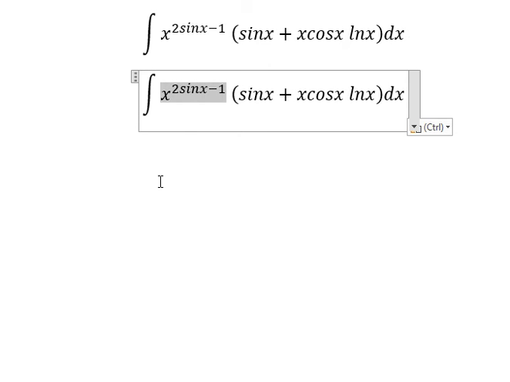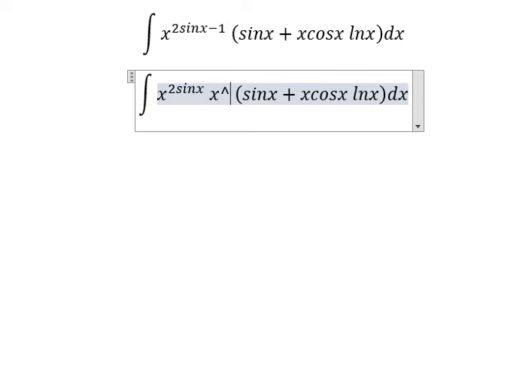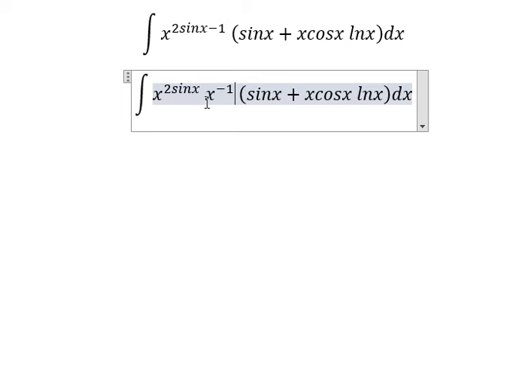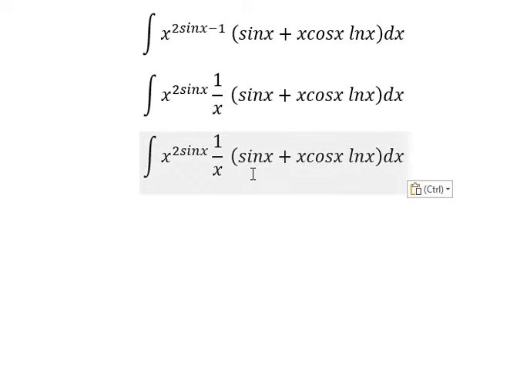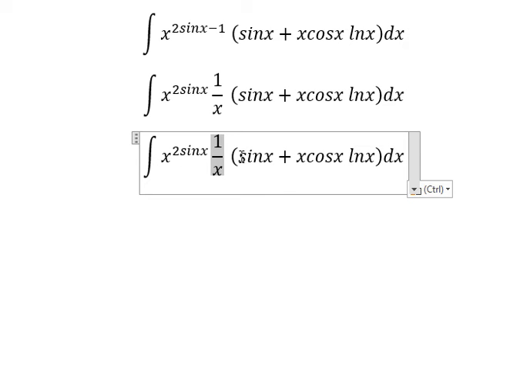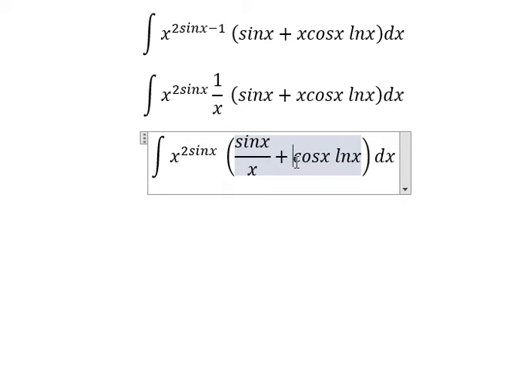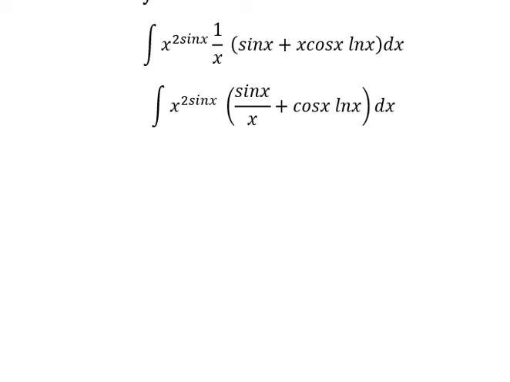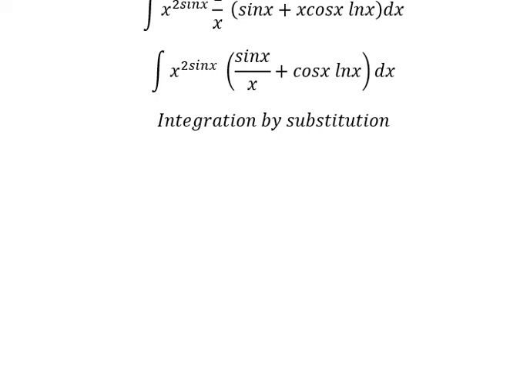About this one, we can put it into x to the power of 2 sin x and x to the power of negative 1. So this one I will change into 1 over x. Next, 1 over x multiplied by sin x and x cosine x ln x. x divided by x, we have number 1. Now, we can use integration by substitution. So I will put u equals to this one.